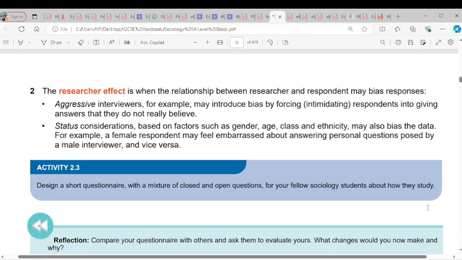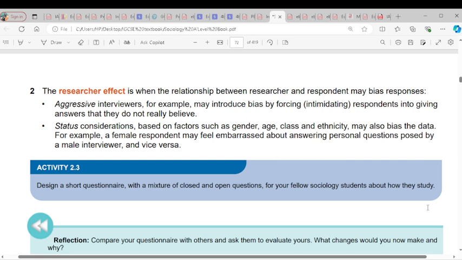The researcher effect is when the relationship between researcher and respondent may be biased, leading to biased responses. Aggressive interviewers, for example, may introduce bias by forcing respondents into giving answers that they do not really believe. So the researcher effect also comes in here, where, because of the researcher, you won't be able to give the right answer. Maybe the researcher is an aggressive person and you don't want him or her to get angry, so you just say what you think will suit him or her.